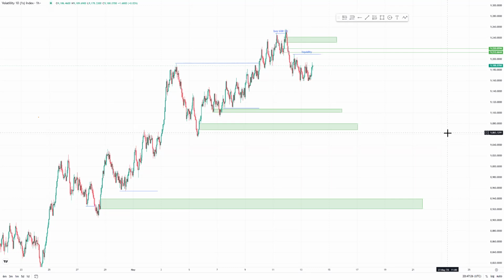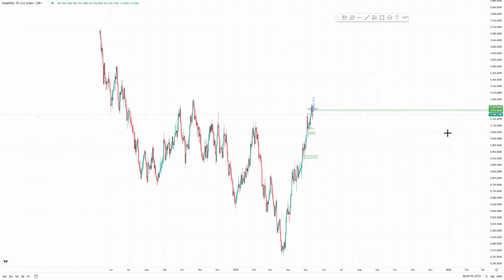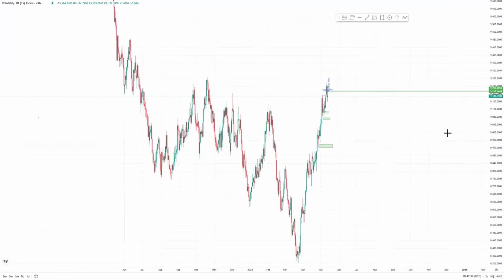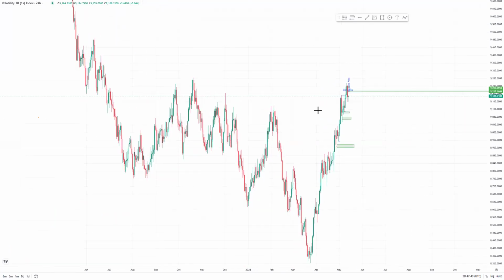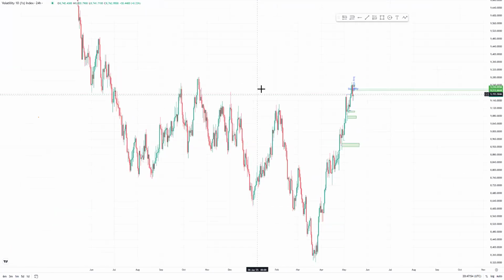This is Volatility 10s. This is the 1 hour time frame, but I checked my 24 hours time frame before I started this analysis. What I saw was this sweep. I knew that price has been bullish, price has been buying for long, price has been buying from here. The market is still bullish, but I don't know where the price is going to. So I saw this buy side liquidity, then I saw this reversal.